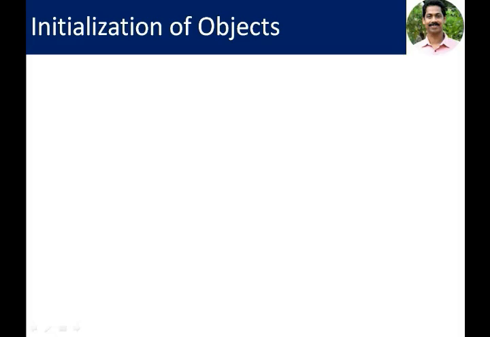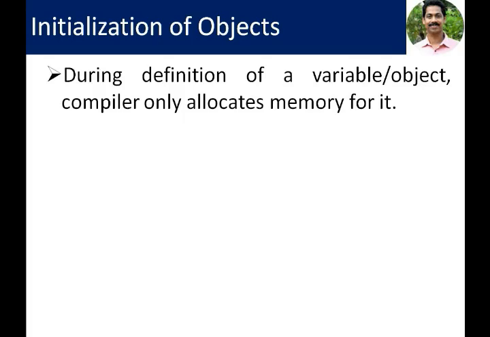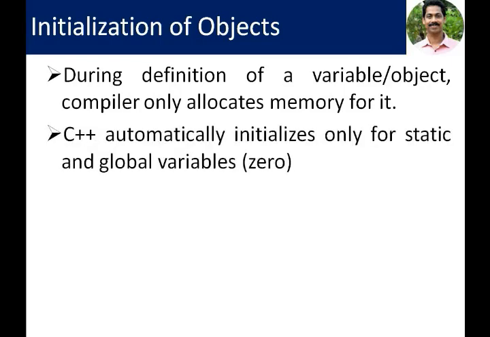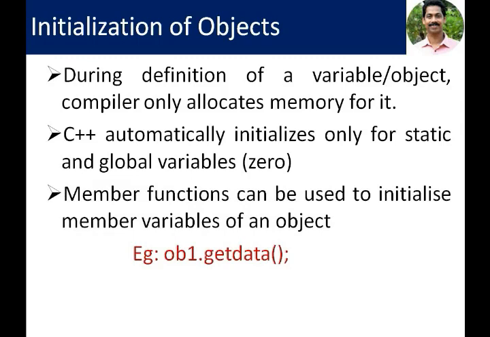In variable declaration of ordinary programs, we can initialize the variables using equal to sign or assignment statement. Initialization of object is a little bit different from ordinary variables. In the case of a variable, a compiler allocates memory during definition, but it does not assign any initial value. And C++ automatically initializes only static and global variables. If we are defining static and global variables in C++, they will be automatically initialized as 0 during declaration. All other variables are not initialized by default. We should give initial values to such variables.